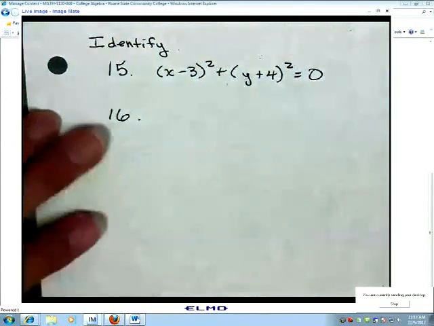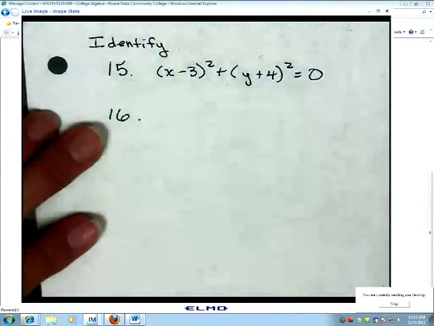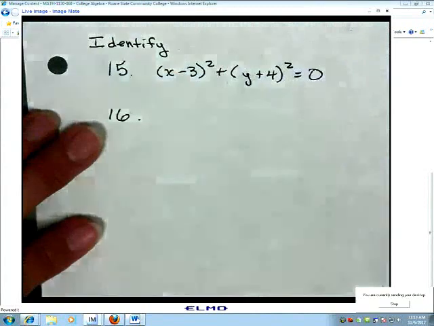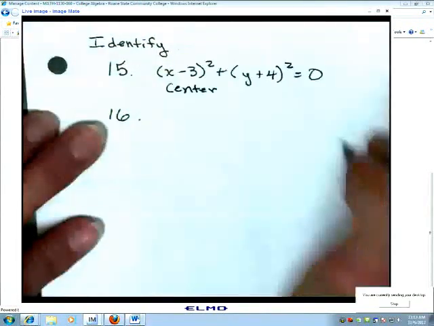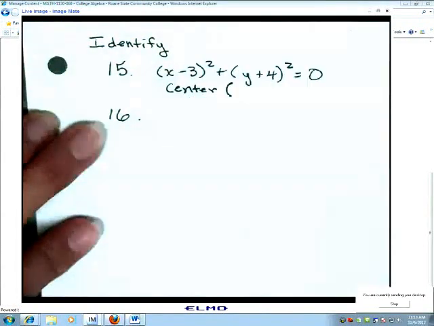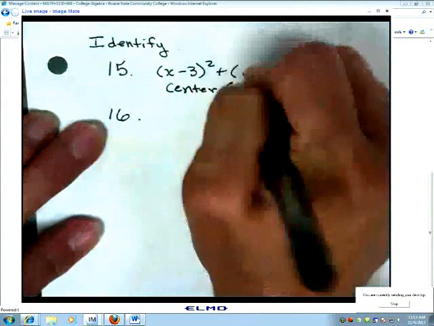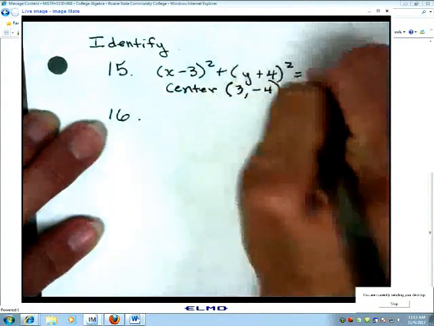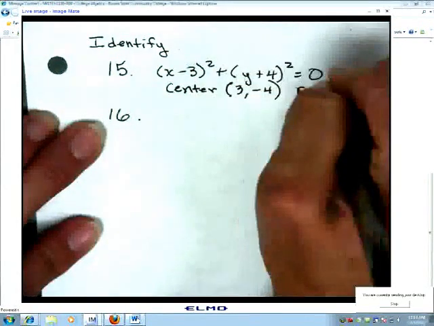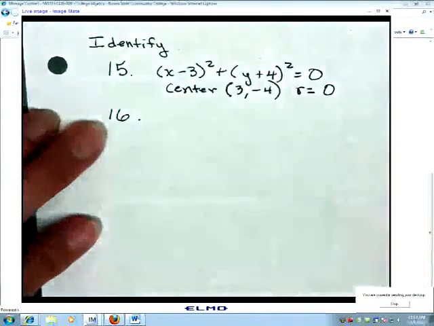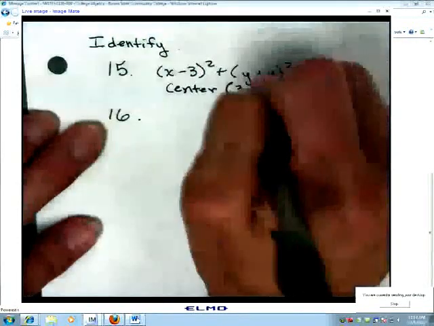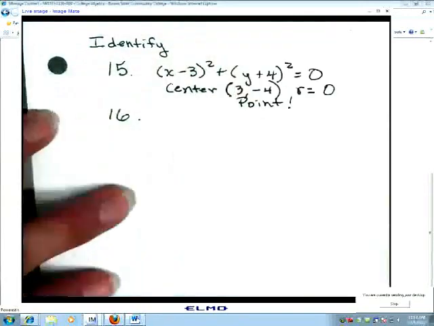It looks like a circle. Both variables are squared with the same positive coefficient. But if it's a circle, its center is what? 3, -4. And its radius is 0. That's where I know it's just a point. The only point that satisfies that equation is the center, 3, -4.